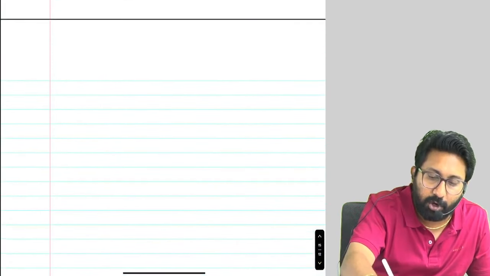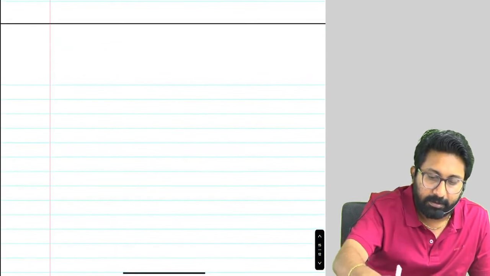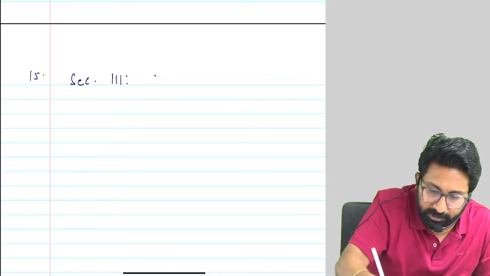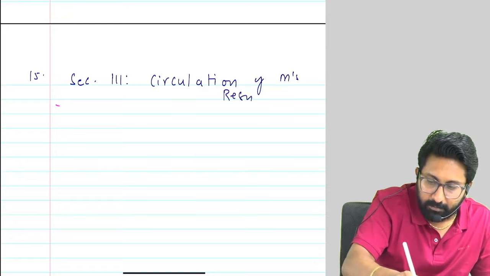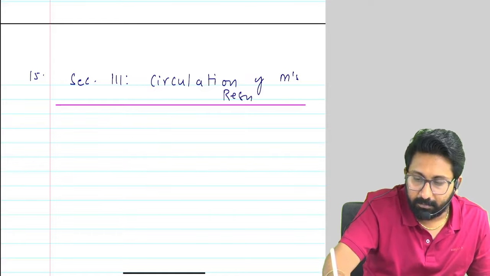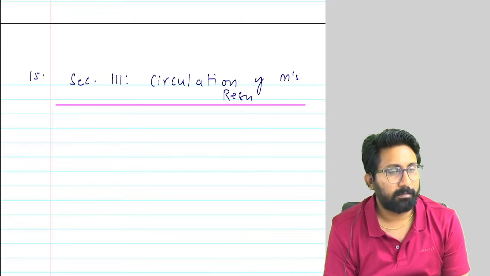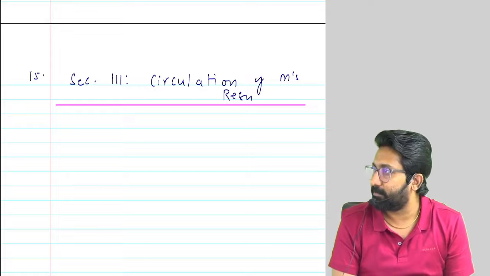Next, coming into the most complicated section of this chapter. Circulation of members' resolution.